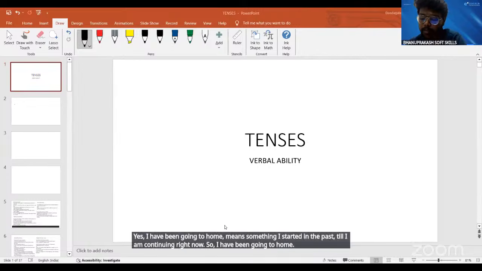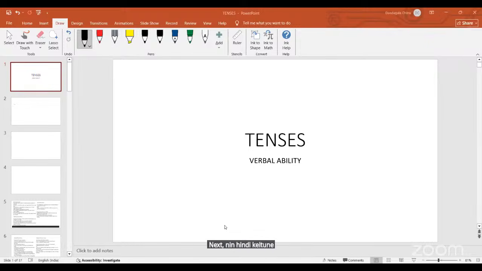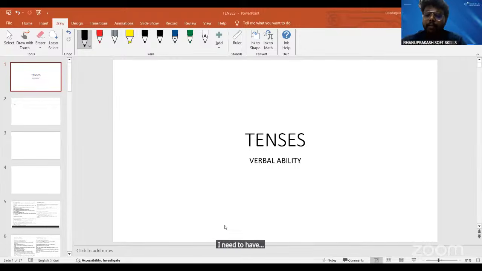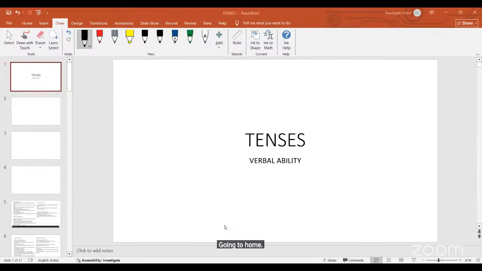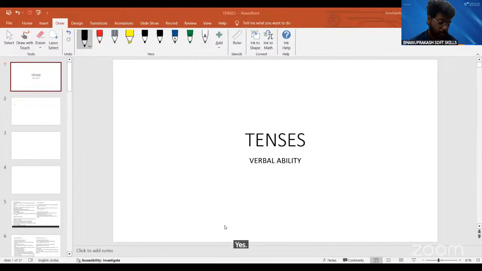Next, నేను ఇంటికి వెళుతూనే ఉంటాను. I will have been going to home. Yes, I will have been going to home is the right answer. It is the future perfect continuous. Yes. Okay.